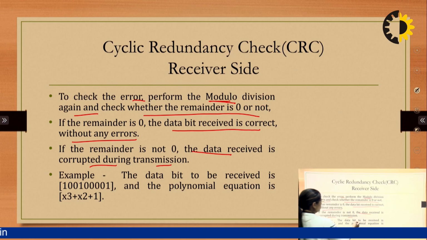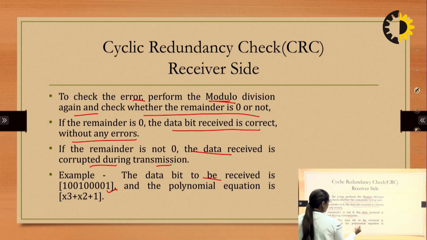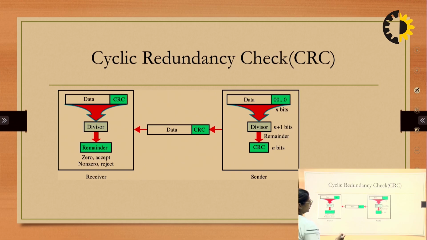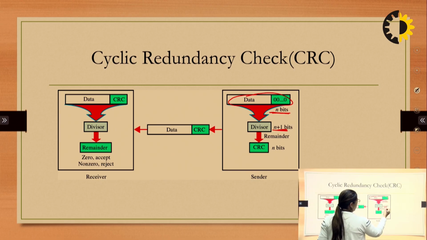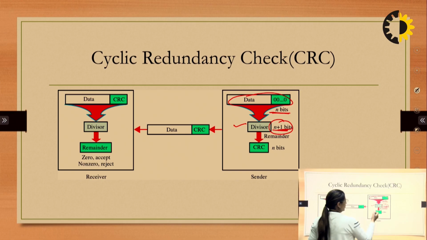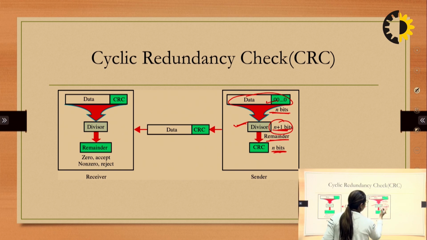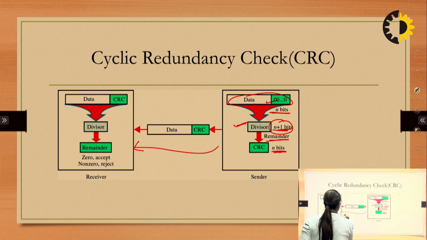So the data bit to be sent is this one and the polynomial equation is this one. So see here, the sender will first see the data and according to the polynomial it will add these n bits, right? The divisor will have those bits, meaning the polynomial is converted into bits and that is called the divisor, right? Then we will divide this data with this divisor and find out the remainder. That remainder will be added to the data and sent to the receiver, right?